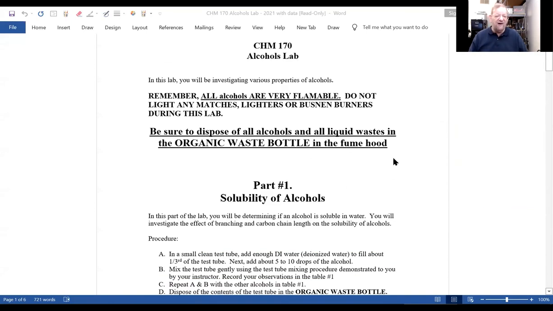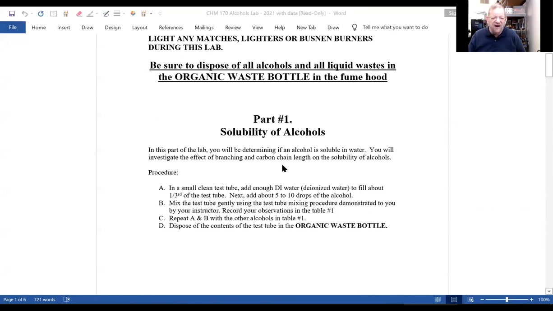Deals with alcohols. And I remind you, if we're in a lab, never light Bunsen burners, which we never do in organic, and make sure you properly dispose of each experiment's waste in the waste bottle in the fume hood if we are at ECC. Now, the first thing I like to talk about is the solubility of alcohols. In other words, when you mix it with water, is it soluble or not?